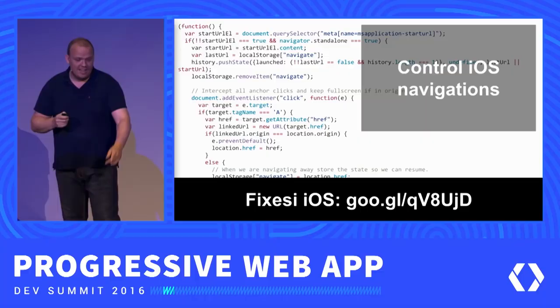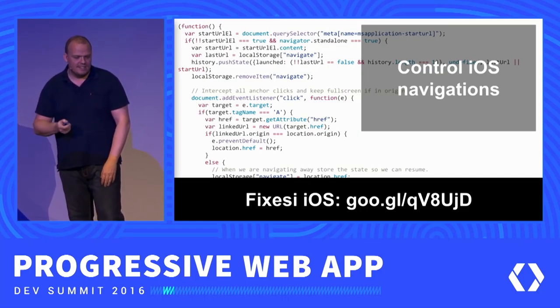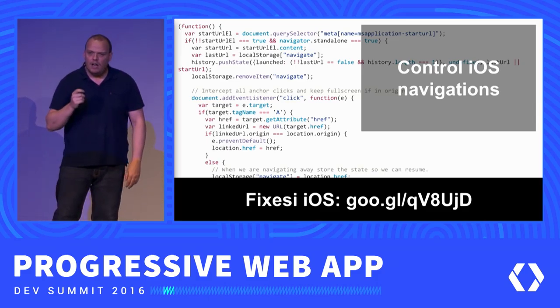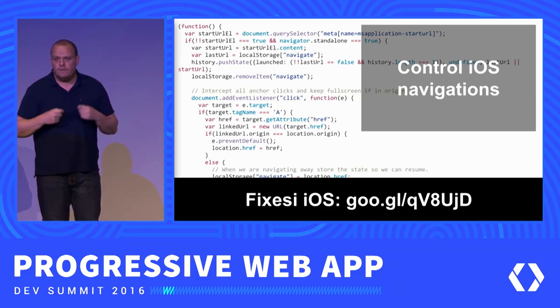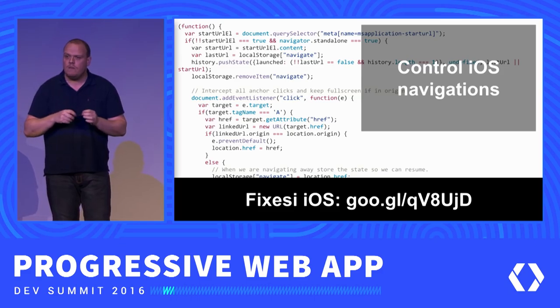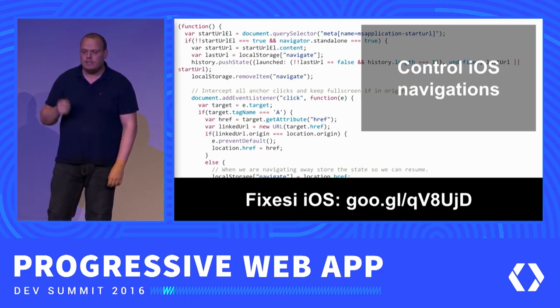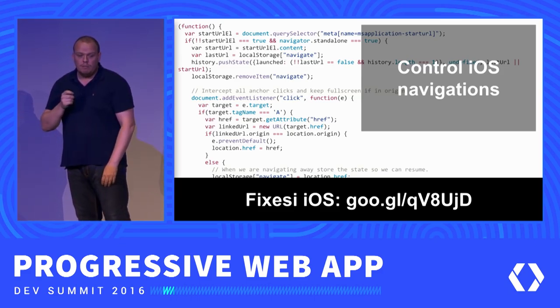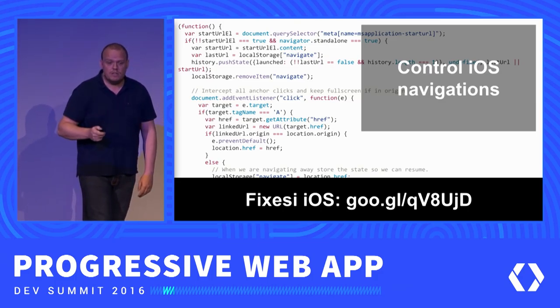So to recognize that, the other day I wrote a polyfill, and I made a spelling mistake in the name as well, iFixes. Oh my god, that's terrible. Basically, you have the ability to actually fix the way that iOS works. It means that you have to emulate a number of different things and introduce a new meta tag, called Microsoft, the MS application start URL.